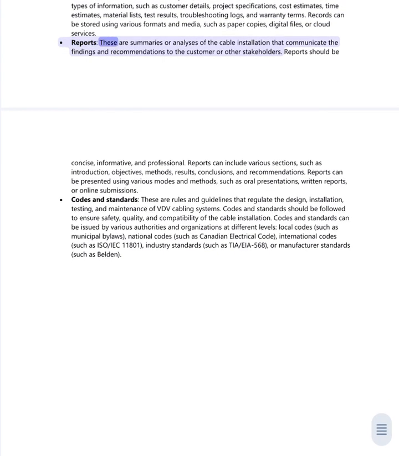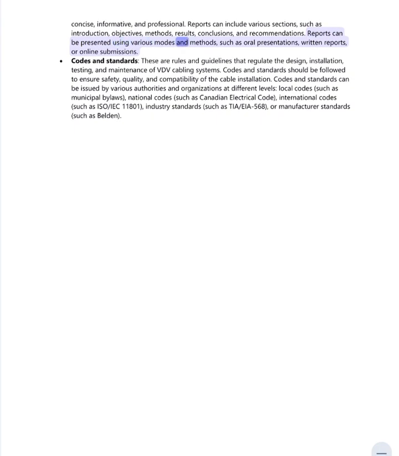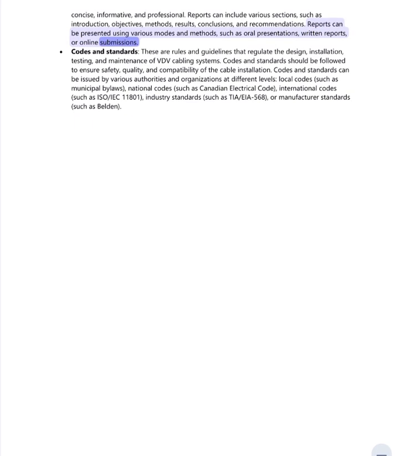Reports. These are summaries or analyses of the cable installation that communicate the findings and recommendations to the customer or other stakeholders. Reports should be concise, informative, and professional. Reports can include various sections such as introduction, objectives, methods, results, conclusions, and recommendations. Reports can be presented using various modes and methods, such as oral presentations, written reports, or online submissions.